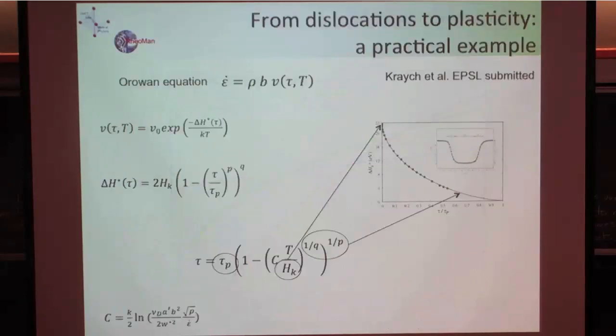But I will do that in a better way later on. Let me show you how, and this is in a paper which is in revision actually by Antoine Créach. Let's come back to the Orowan equation that I introduced earlier. Since we now have this expression of the velocity, which is here, we can do something. What's important is that we did calculate the evolution of the activation enthalpy as a function of stress.